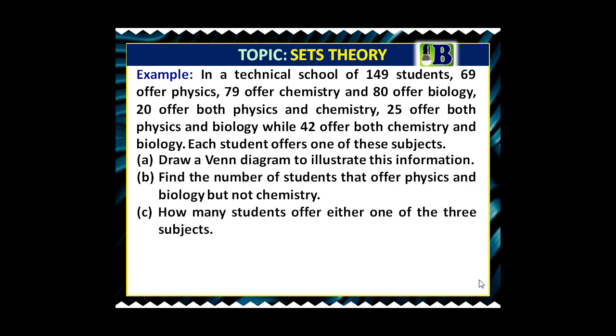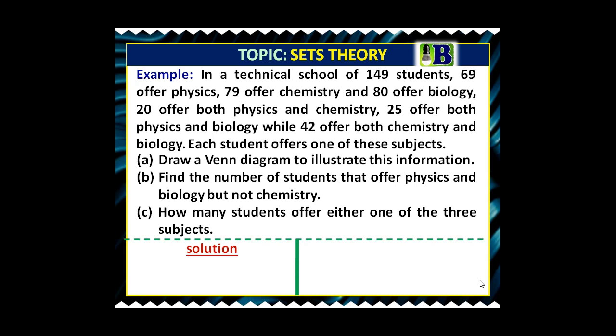The A aspect of the question is asking us to draw a Venn diagram to illustrate this information. The B aspect is asking us to find the number of students that offer physics and biology but not chemistry. Then the C aspect is asking us to look for how many students offer either one of the three subjects. So without wasting much time, let's go to the solution aspect.